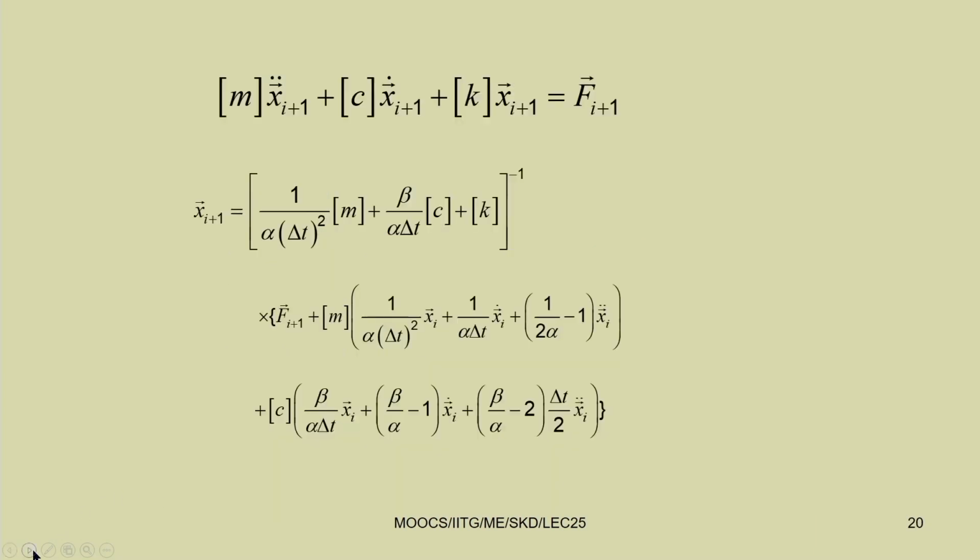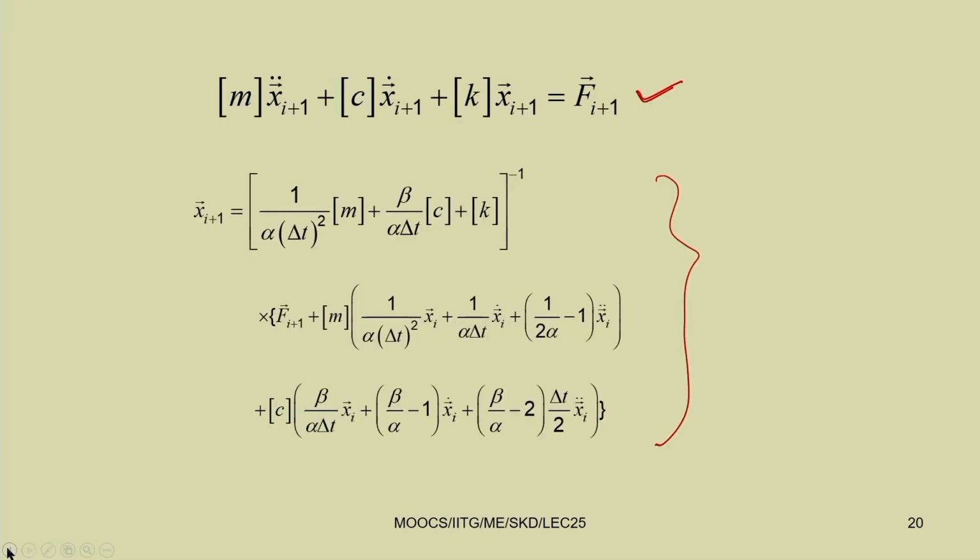By taking this equation, for example, let us take the same single degree of freedom system m x double dot plus k x plus c x dot equal to 0. Here x I plus 1 can be obtained by using this equation. You can take several equations and using this formula you can find the next value of x I plus 1. That way you can solve these equations to get the response of the system.